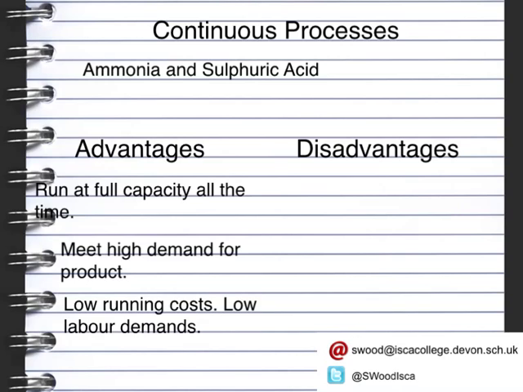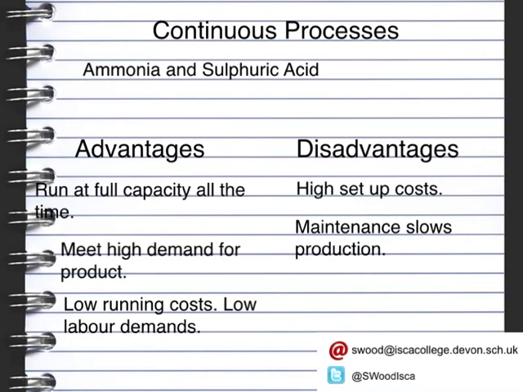Similar to the batch process, the continuous processes have advantages and disadvantages. Because it's continuous, it can run at full capacity all of the time, and because of that it can therefore meet the high demand for the product. Now, because of the continuous nature of it, it has a low running cost, and because there are low labour demands, there may only be very few staff that actually work for the company producing the chemical.